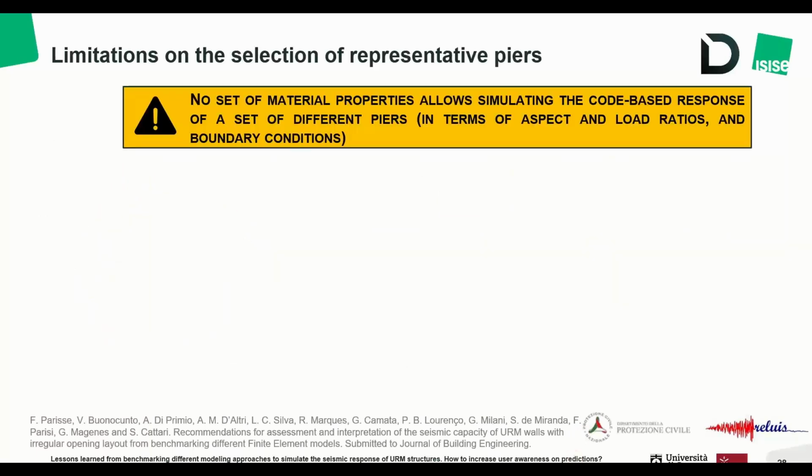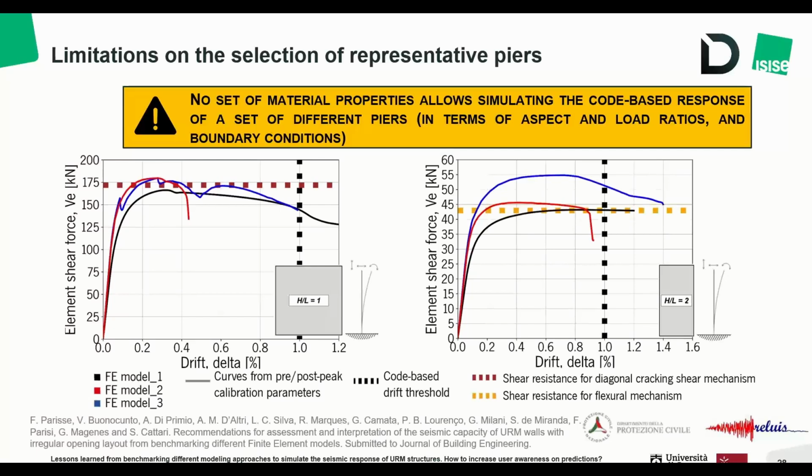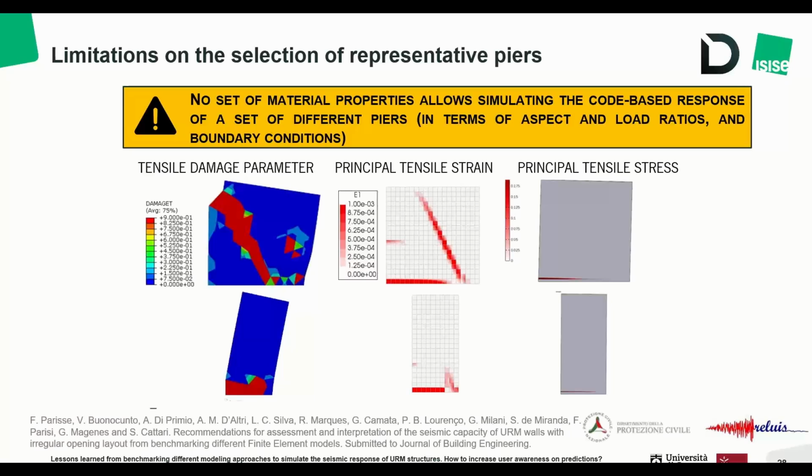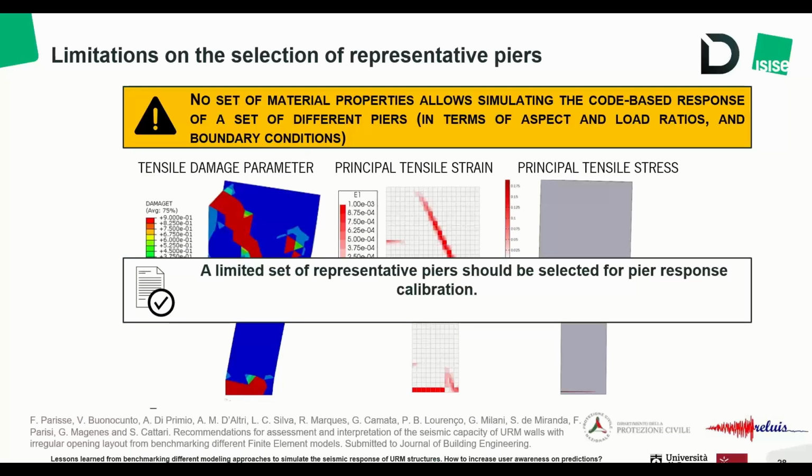But we should say that there are some limitations on the selection of representative piers, because no set of material properties allows simulating the code-based response of a set of different piers. And this is very clear if we compare the results from two different piers, a squat pier and the slender pier that we saw before. Basically, the code-based drift capacity cannot be captured by the red curve by finite element model 2. And so there is still some dispersion of results, of course, although in terms of damage pattern, the results are quite consistent among all the three different finite element models. So the recommendation is to select a limited set of representative piers for the pier response calibration.